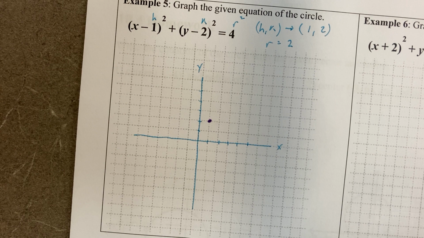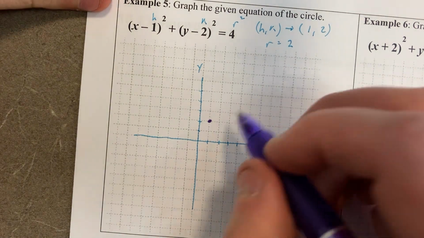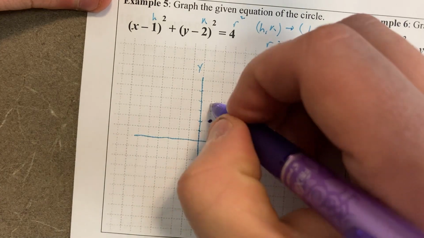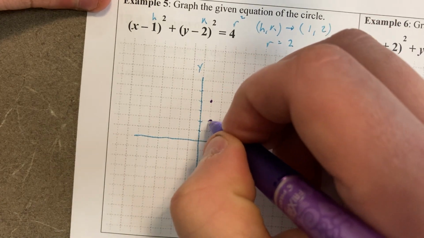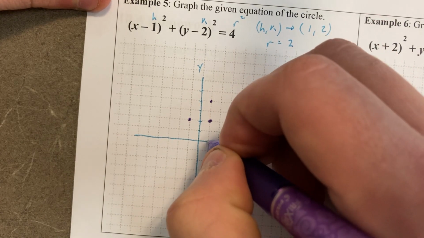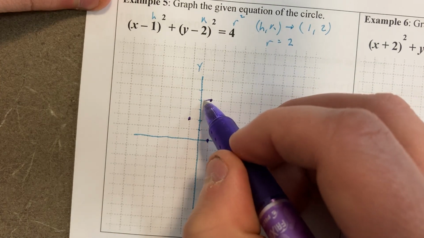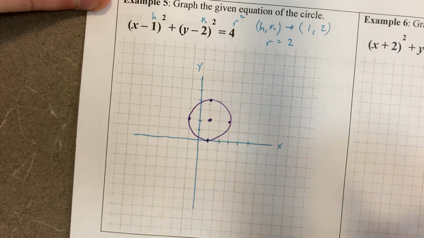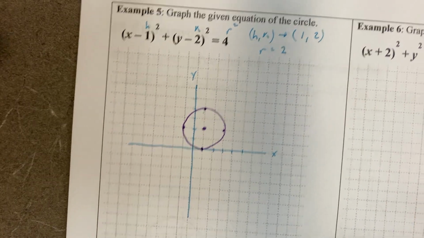That's our center. And then we're going to go out with a radius of 2. So go out with a radius of 2. There's a radius of 2, up 2, over 2, down 2, and kind of make my circle from there. There it is. There's the circle.